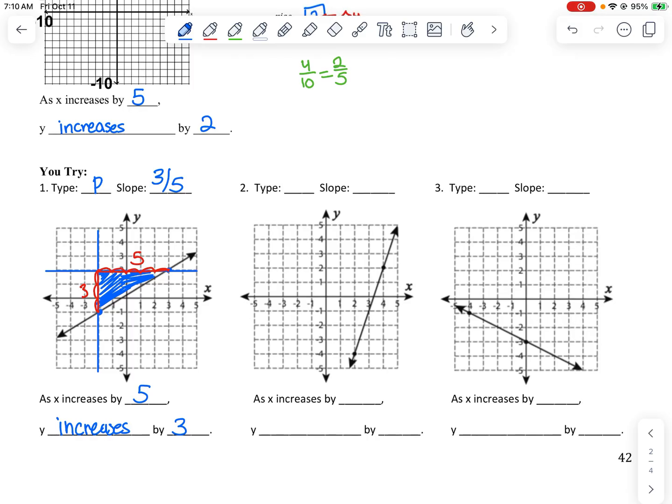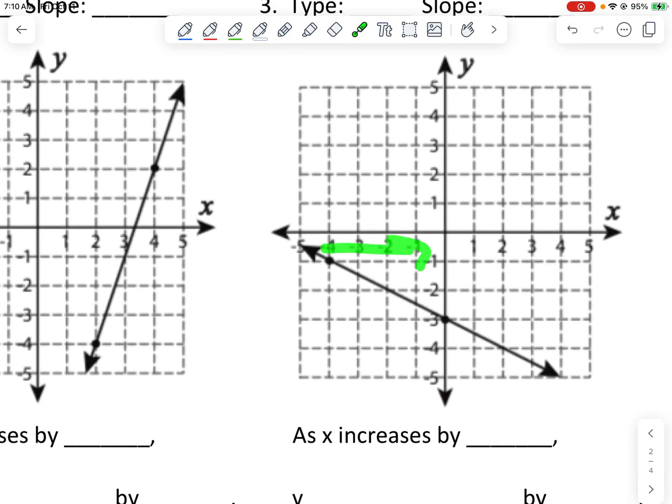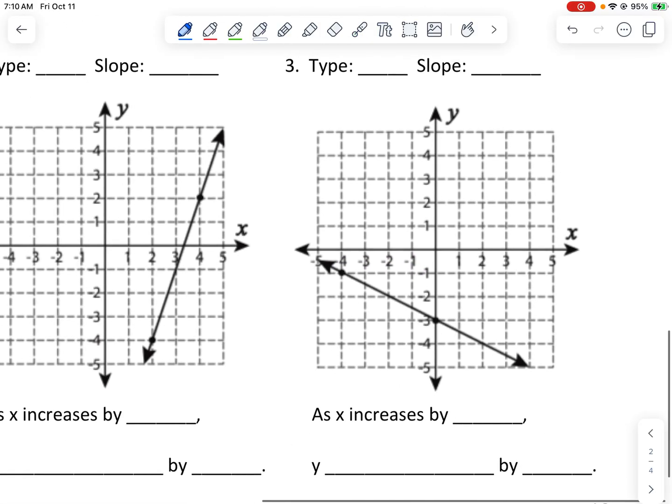We'll skip to the one on the right here. I can see that as I go from left to right, I'd be going downhill, it's decreasing. Therefore, the type of slope here is negative, and right away I'll put a negative sign, because all that's telling me is that my slope will be negative. I will have a negative sign in my number here.